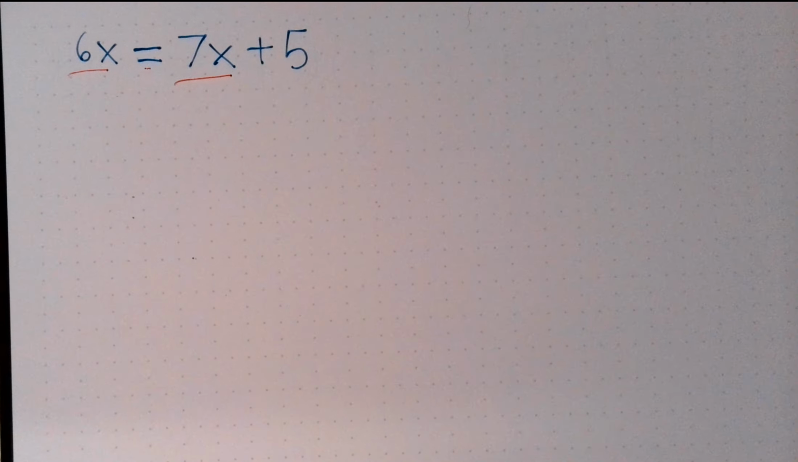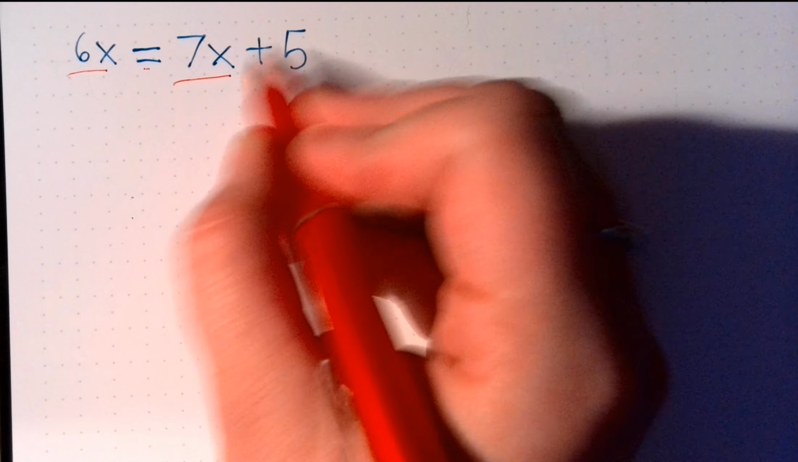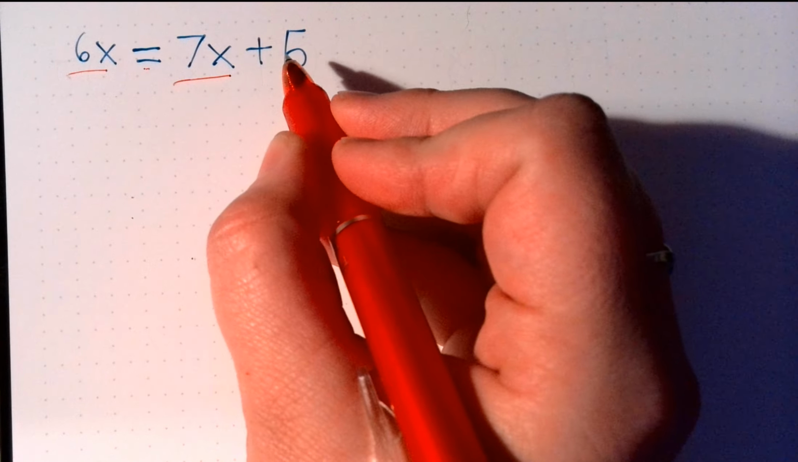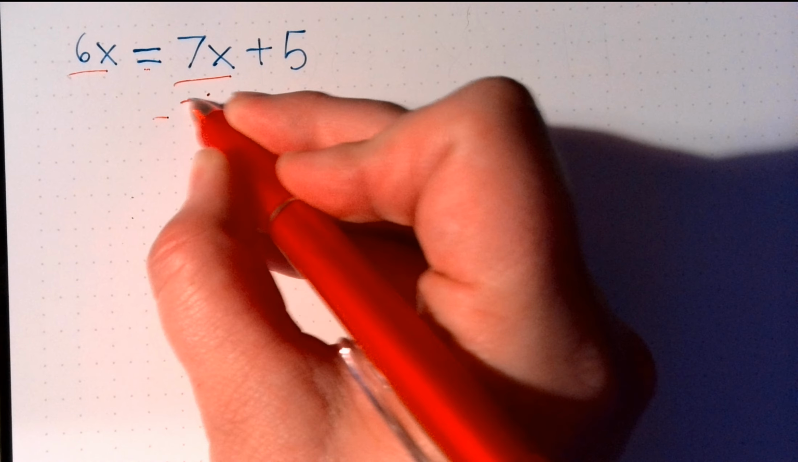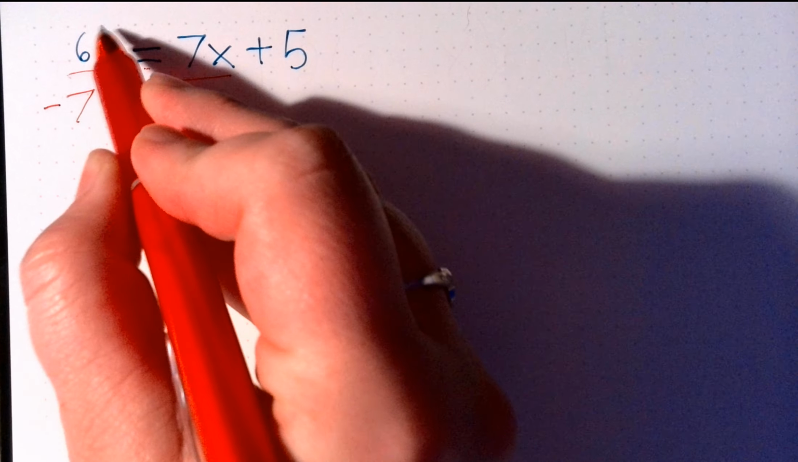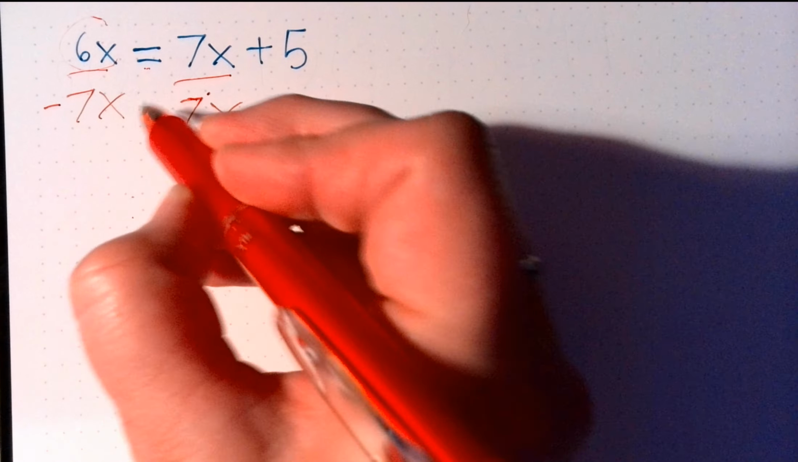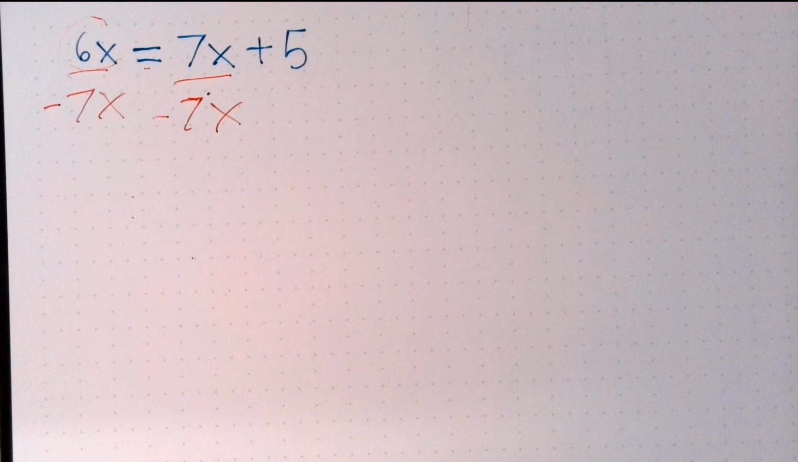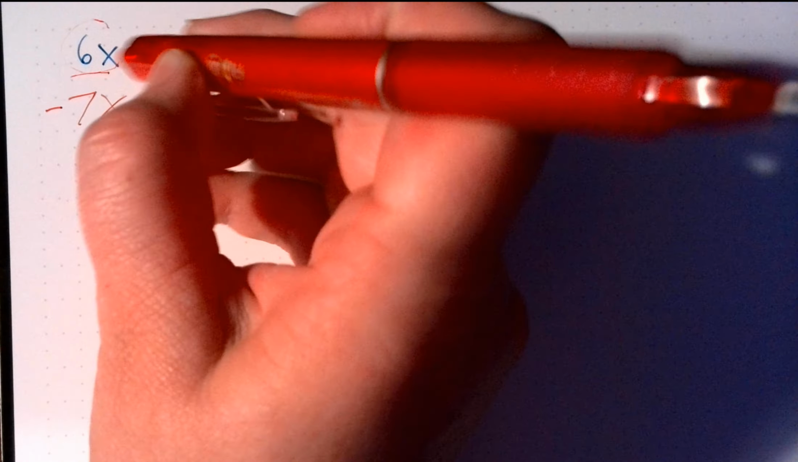So I am going to move, okay, the one that has a constant or a number next to it. So I'm going to subtract the 7x. Okay. And I'm just going to erase this line so it does not get us confused with dividing.